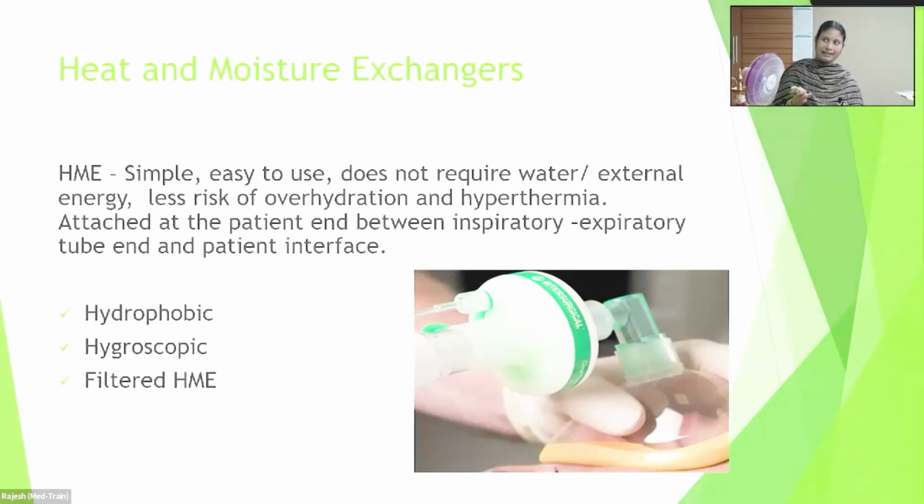And this is the heat and moisture exchanger. It is just a passive mechanism of humidification, simple and easy to use. And it doesn't require any external water or external energy, and there is less risk of overhydration or hypothermia. It is just attached to the patient end after the inspiratory expiratory tube end and the patient interface. It can be of 3 types: hydrophobic, hygroscopic, and filtered. Hygroscopic would be better in humidification.